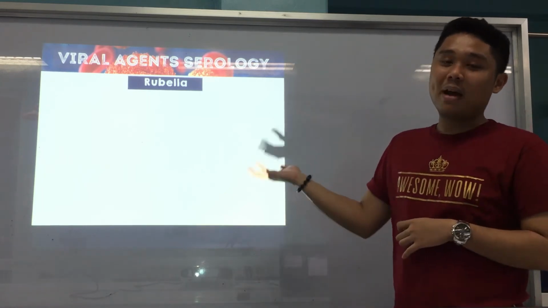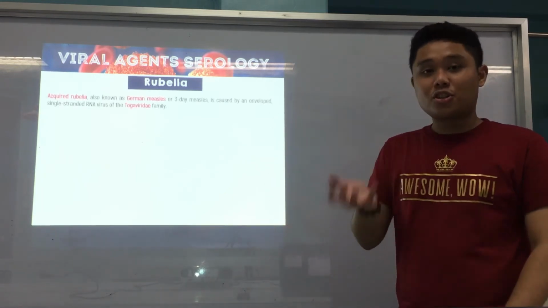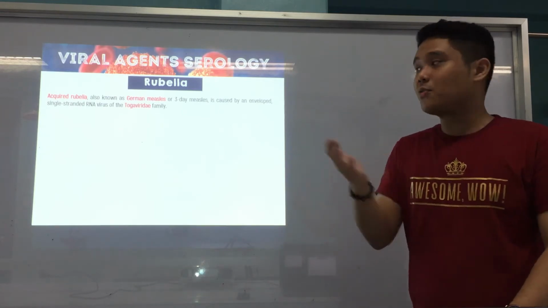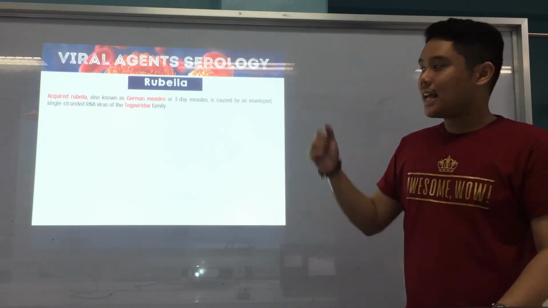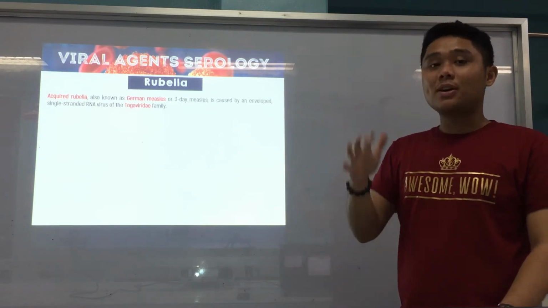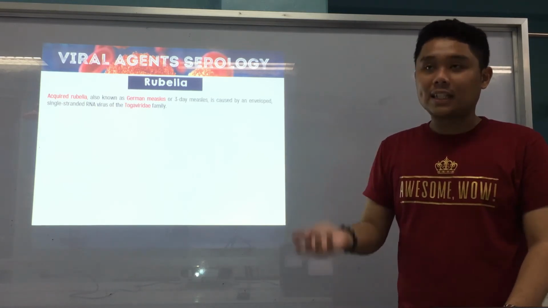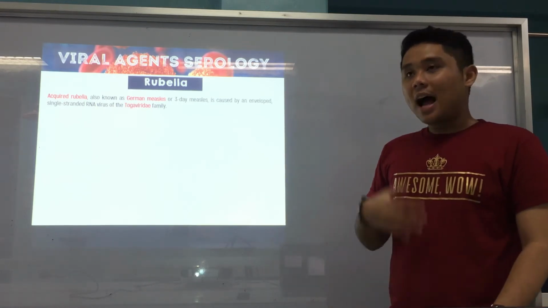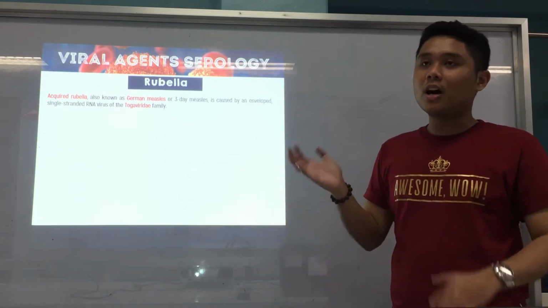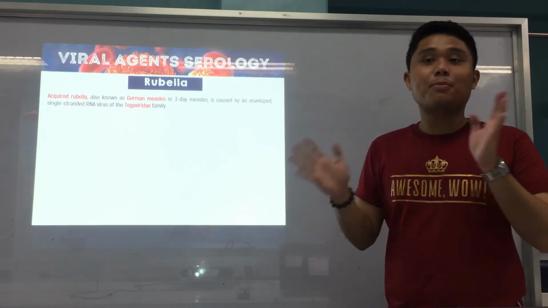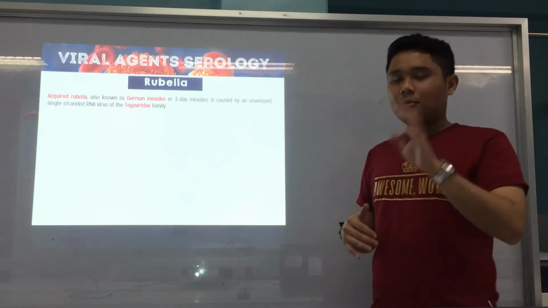So we'll start first with rubella. Rubella is also known as German measles. It's the causative agent of German measles. It's an enveloped, single-stranded RNA virus of the Togaviridae family. So, again, it causes German measles. Do not confuse it, the cause of German measles is different from the cause of measles. Please take note of that.